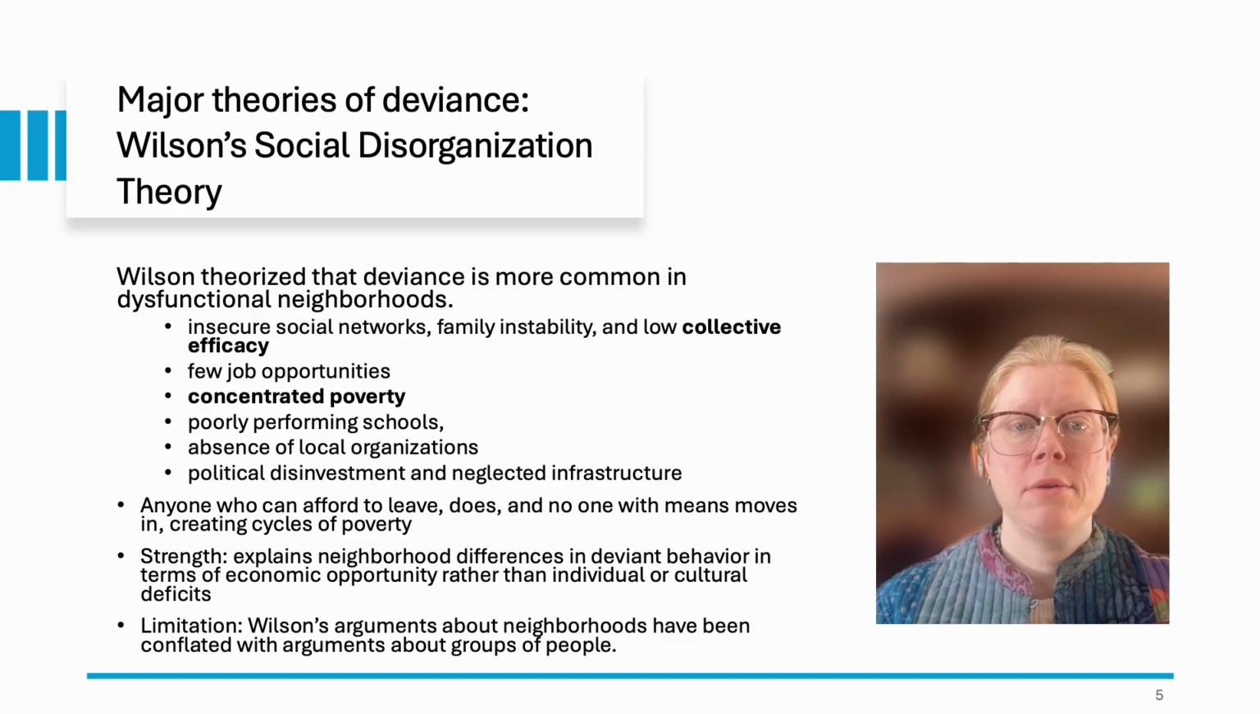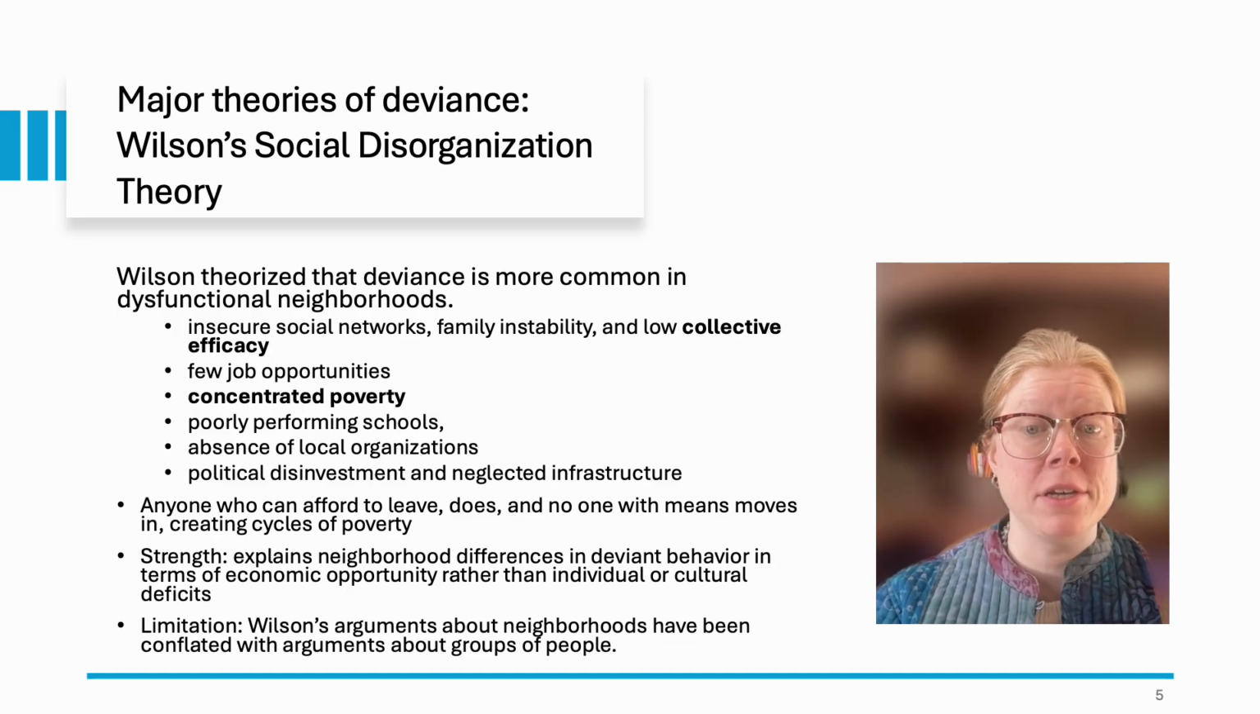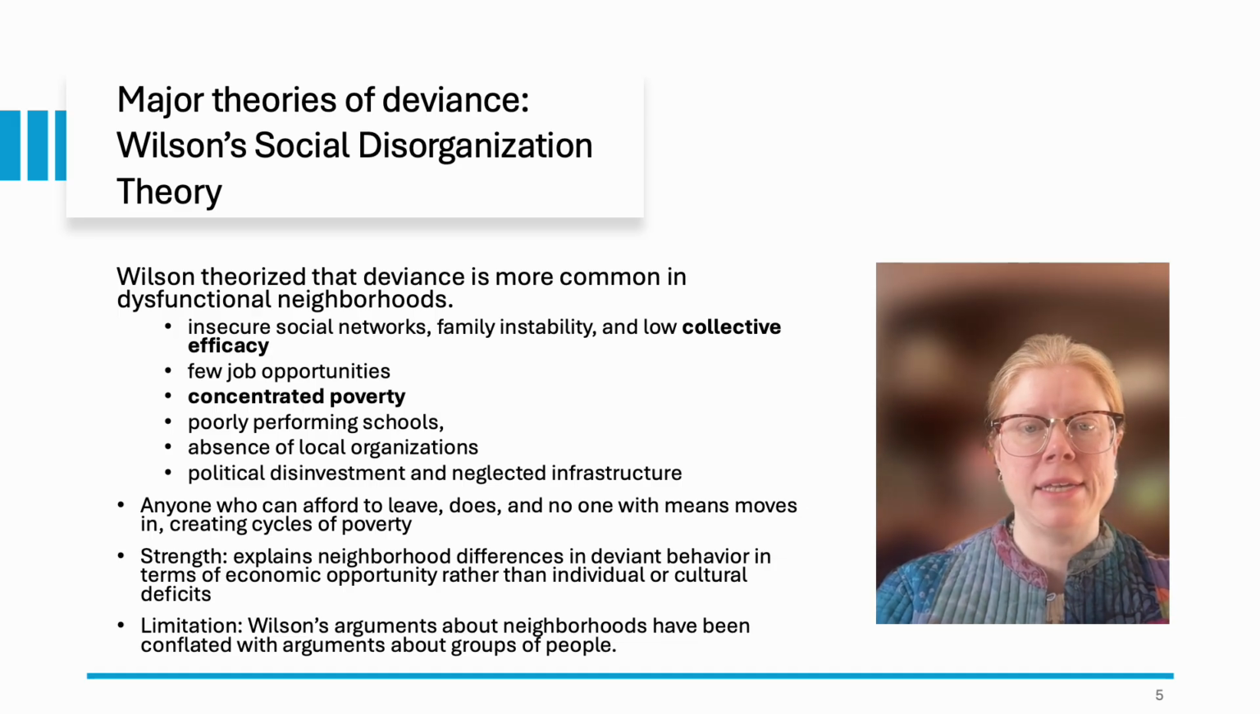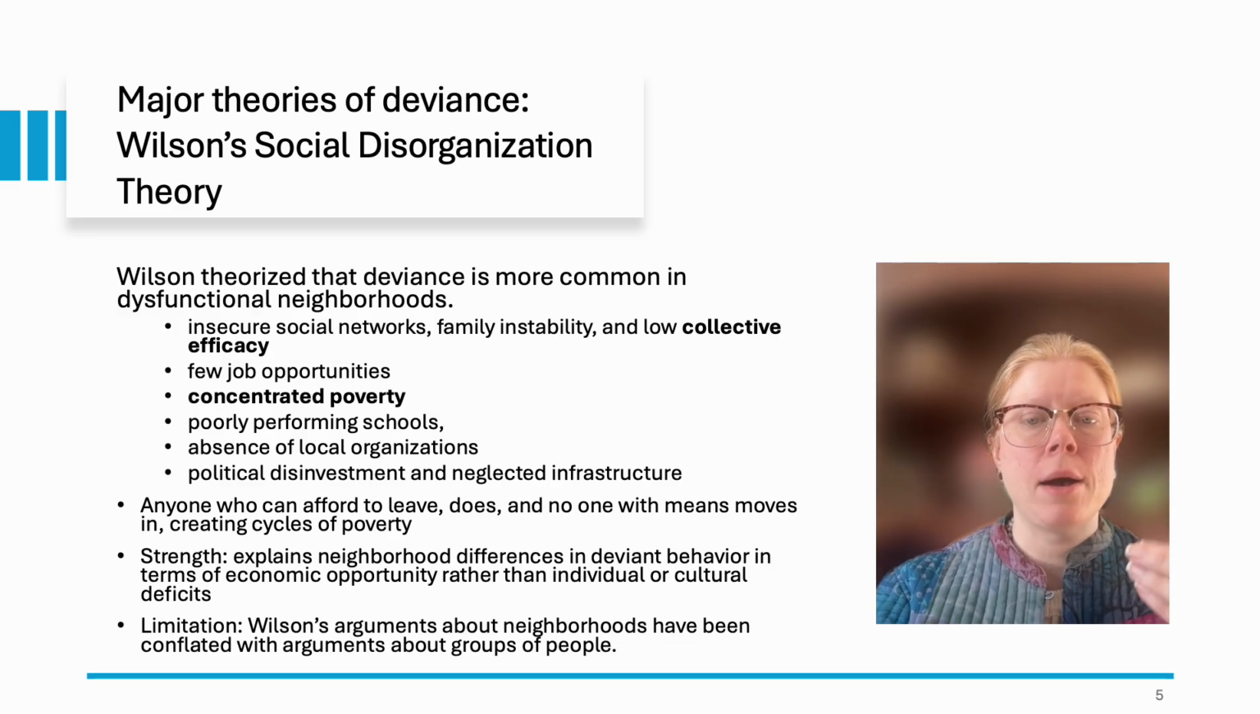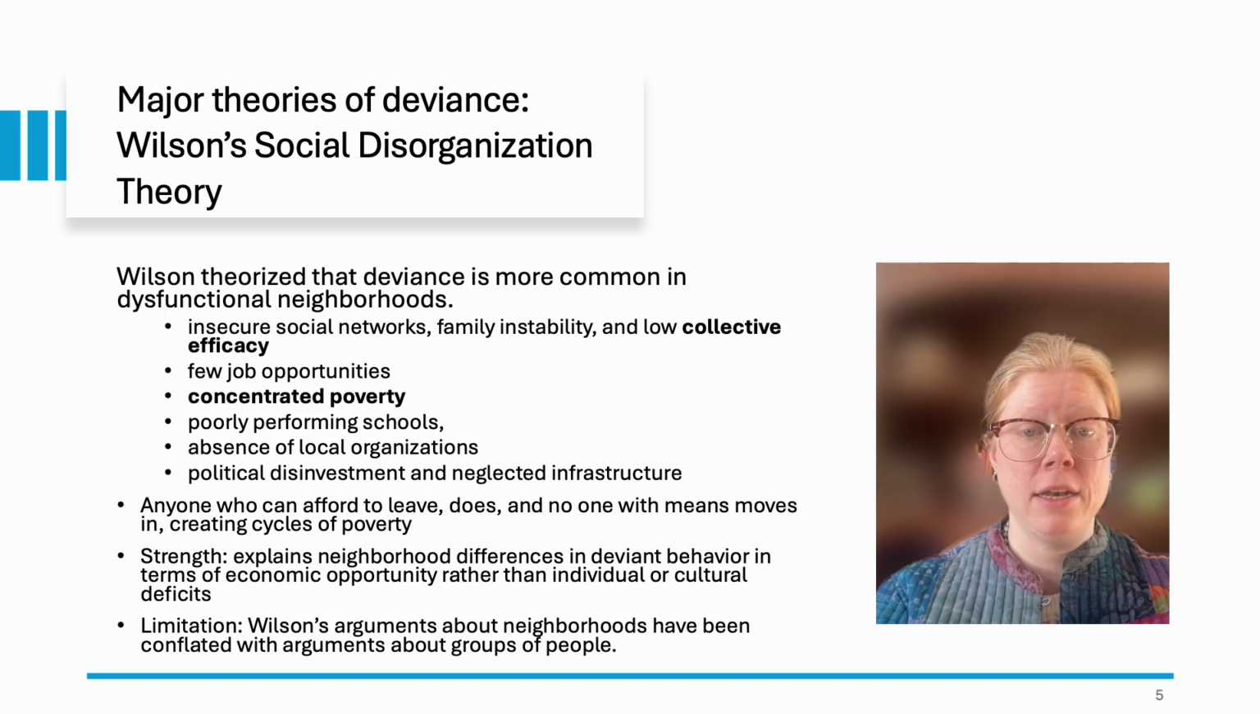In other words, Wilson was trying to counter arguments about the types of people who lived in these neighborhoods by saying, it's not who lives here. Anyone who lived in these neighborhoods would be subjected to these same conditions and would have fewer opportunities to make money and survive through legitimate means, and would be put in the position of engaging in deviant activities to survive. His quote was, deviance is a rational response to unmanageable circumstances.